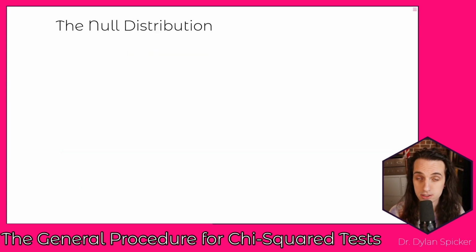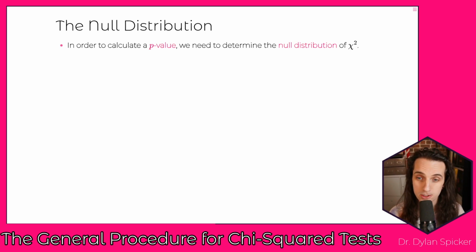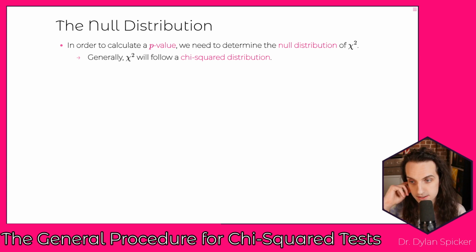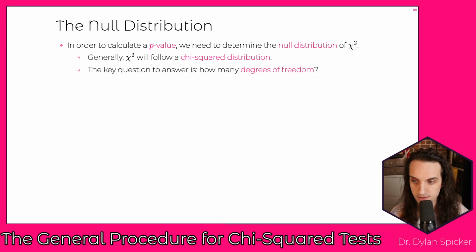So in order to actually work out what that p-value is, where is that coming from? We need to know the null distribution. And in order to find the null distribution of the chi-squared statistic, the name is suggestive as to the distribution we're going to be turning to here, right? Generally, chi-squared is going to follow a chi-squared distribution. That's why we give it the name there. We call the chi-squared statistic the chi-squared. It follows a chi-squared distribution.